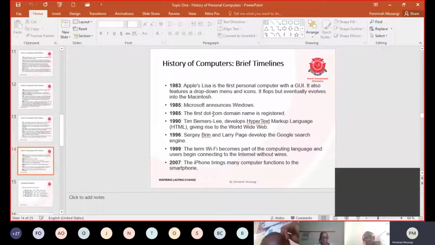Also in 1985, the first .com domain name was registered, what we call .com. Now the internet is coming into being. So that is the first time a .com domain was registered.